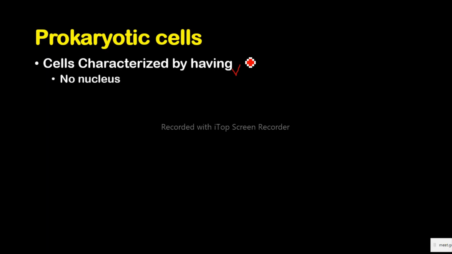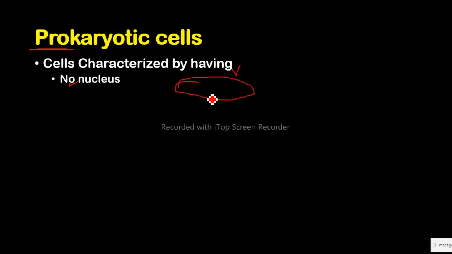So number one, they have no nucleus. Cells totally lack a nucleus, and that's why they are called prokaryotic. Since they have no nucleus, do they have DNA? Do they have chromosomes? Yes, they do. But unlike in your cells, where the chromosomes are enclosed within an organelle called the nucleus, in these ones the chromosomes are naked. They are just within a nucleoid region.